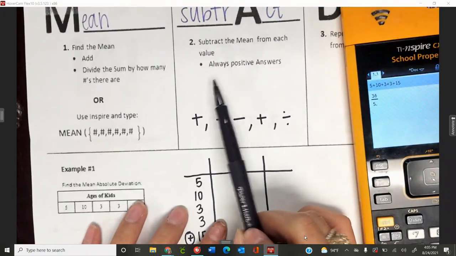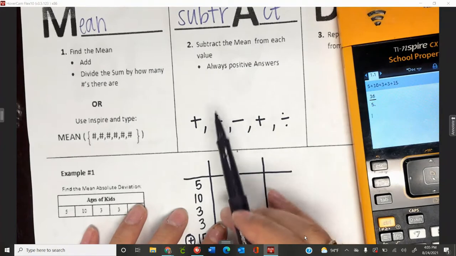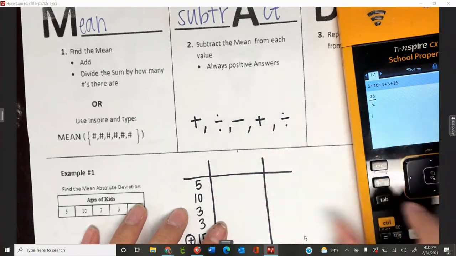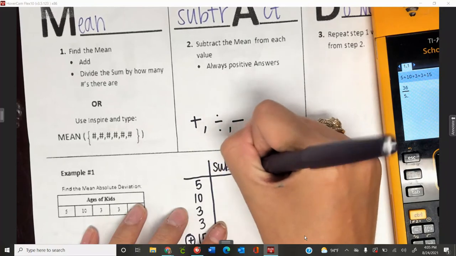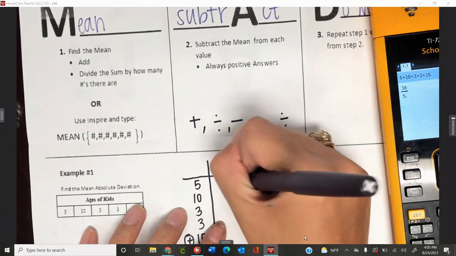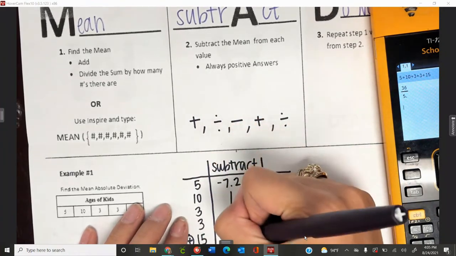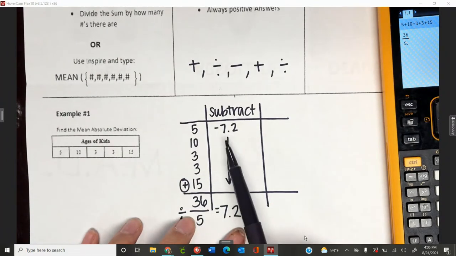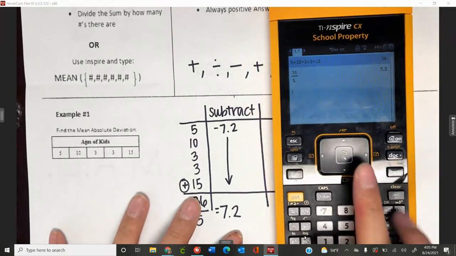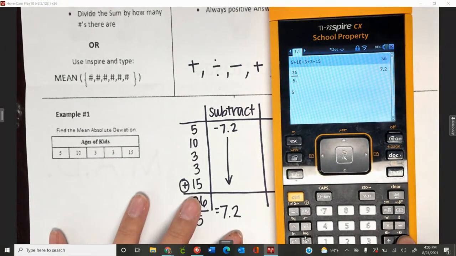Up top it says subtract the mean from each value. Notice how our numbers are always going to be positive answers. So here this is subtract. Again, we're subtracting 7.2, and we're doing this all the way down. To save yourself some time, you can just draw an arrow, and that will indicate that you're subtracting all the way down.